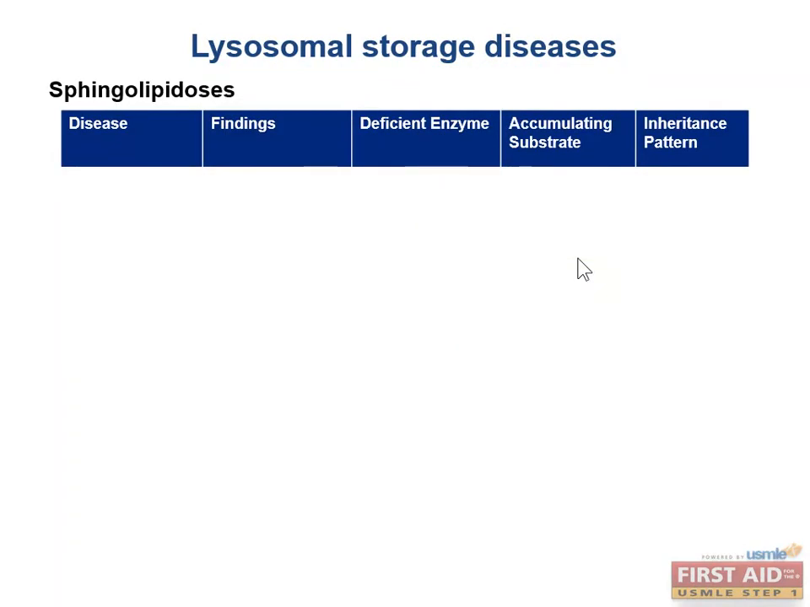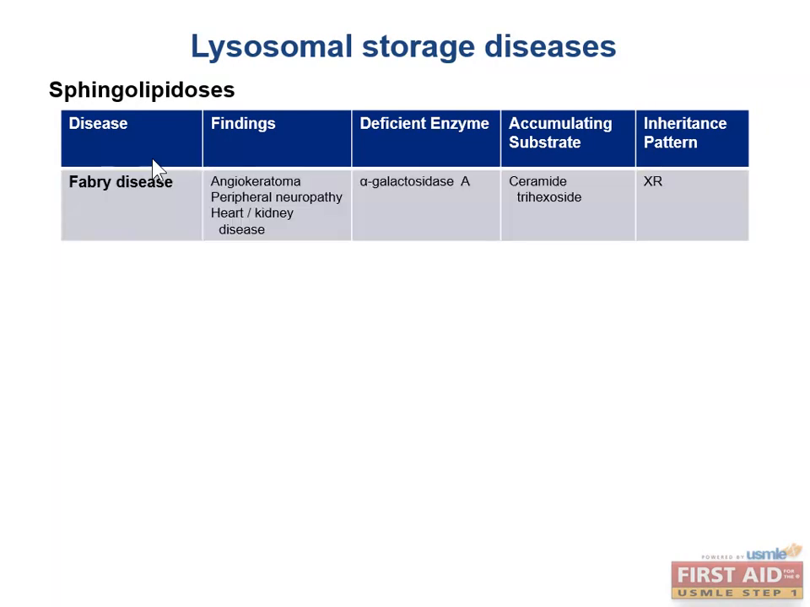Let's start off with the sphingolipidoses, which include Fabry's disease, Gaucher's disease, Niemann-Pick, Tay-Sachs, and metachromatic leukodystrophy. So let's go through each of these one at a time and talk about the more important points. Fabry's disease is a deficiency of alpha-galactosidase A. So notice our deficient enzyme here. This is going to lead to an accumulation of ceramide trihexoside. This is going to be one of our X-linked recessive.